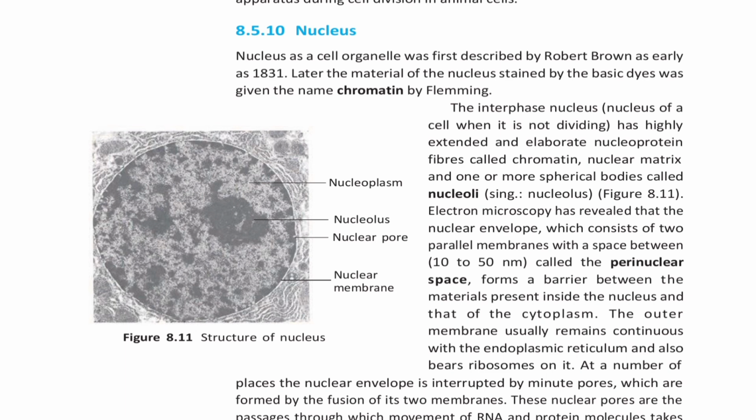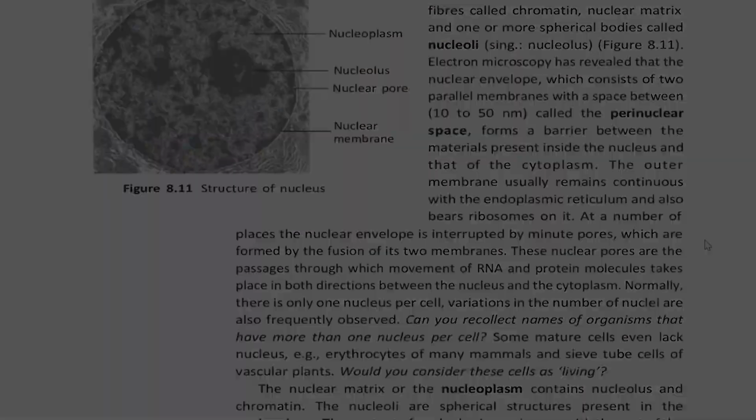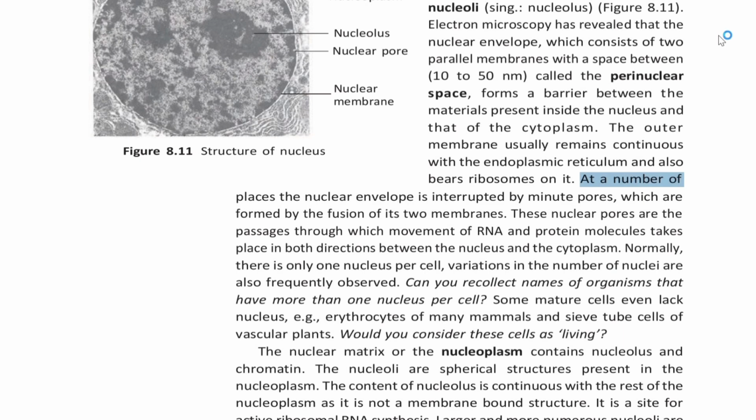The outer membrane usually remains continuous with the endoplasmic reticulum and also bears ribosomes on it. At a number of places, the nuclear envelope is interrupted by minute pores, which are formed by the fusion of its two membranes. These nuclear pores are the passages through which movement of RNA and protein molecules takes place in both directions between the nucleus and cytoplasm.